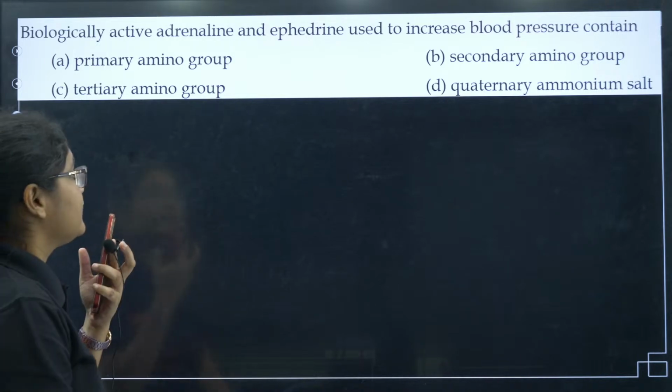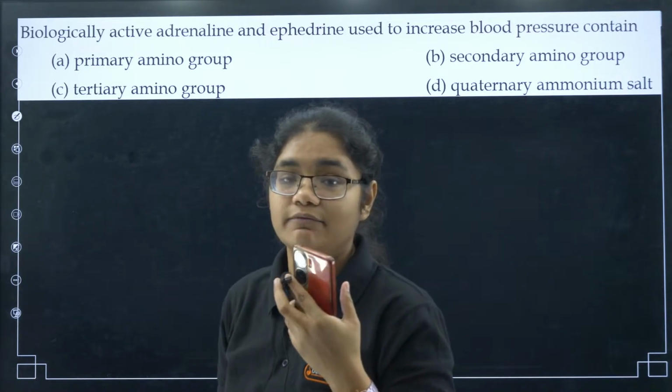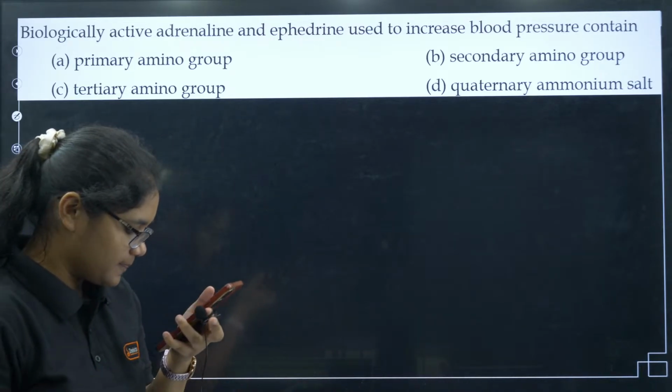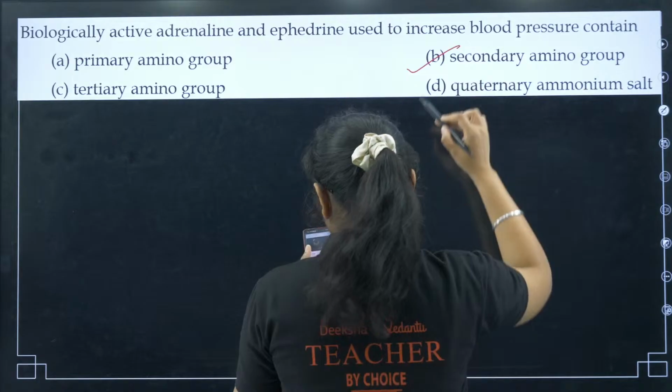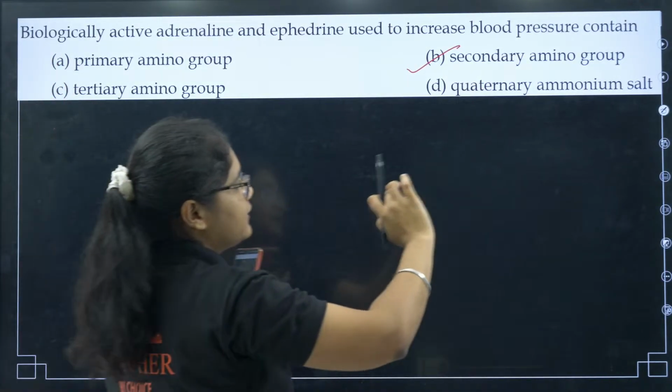Biologically active adrenaline and ephedrine, used to increase the blood pressure, contain which amino group? Yes, they contain secondary amino group, that is option B. Yes, all of you are correct here.